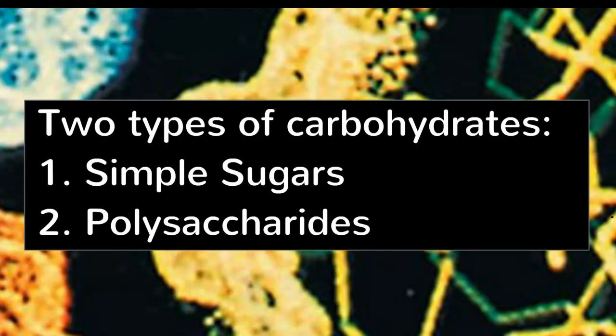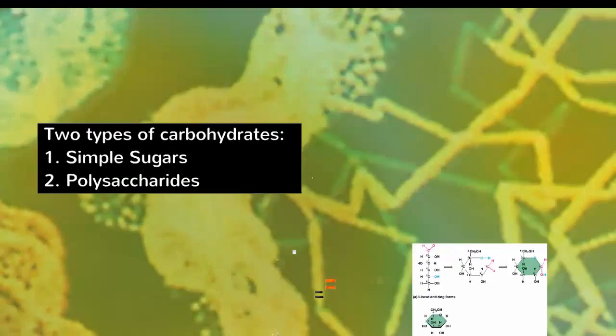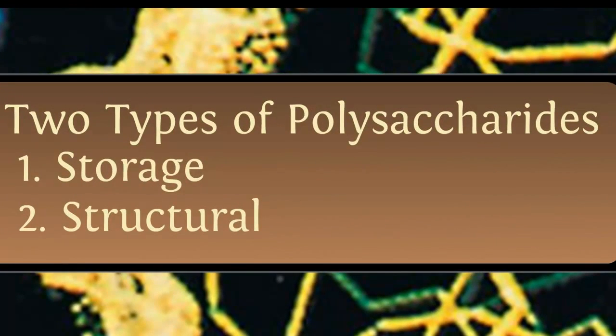As our friend Hank told us, there are two types of carbohydrates, simple sugars and polysaccharides. Within the polysaccharides, we have two groups, storage and structural. Storage polysaccharides, such as starch or glycogen, have a primary role to store the chemical energy of these molecules.